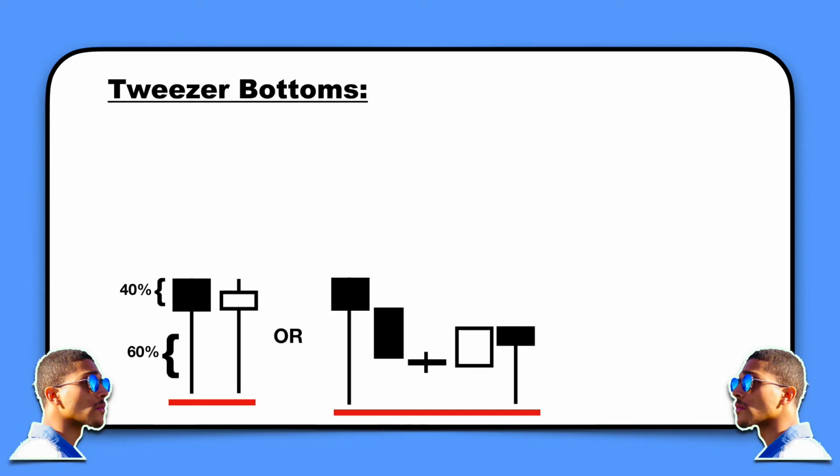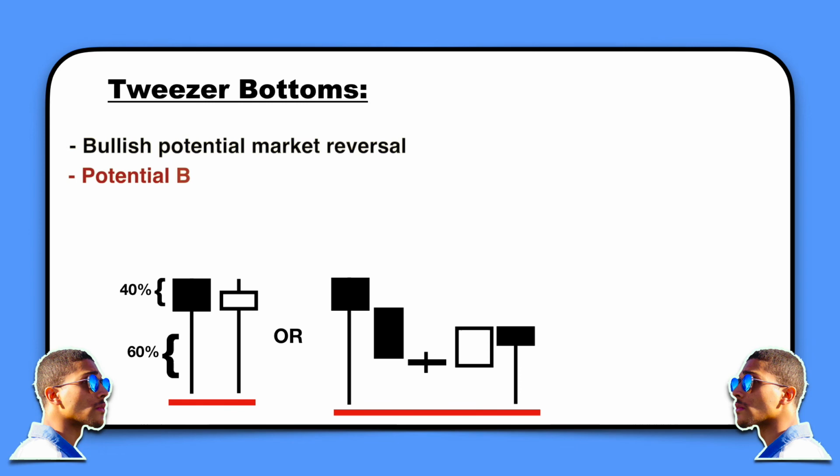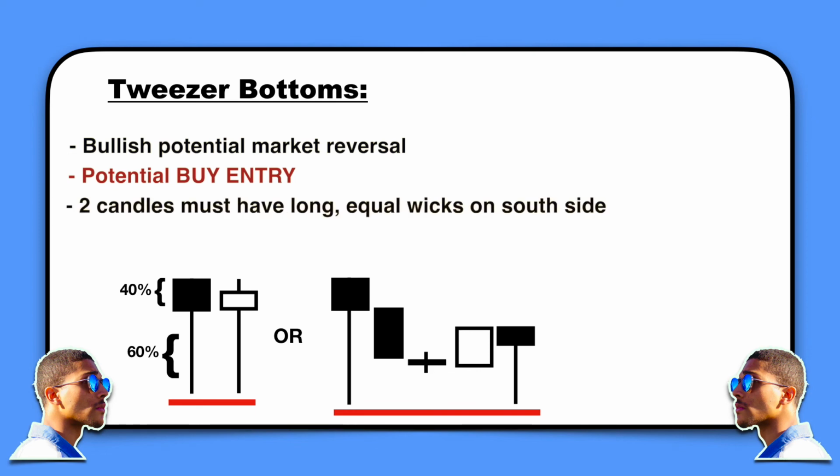Now let's look at tweezer bottom formations. A tweezer bottom is a bullish potential reversal. They provide you with a possible buy entry into the market. Tweezer bottoms can consist of 2 or more candles, and the bodies can be bullish, bearish, or both. At least 2 candles must have long, equal wicks on the south side of their bodies. The wick on the south side of the body must be at least 60% of the candle's total height.